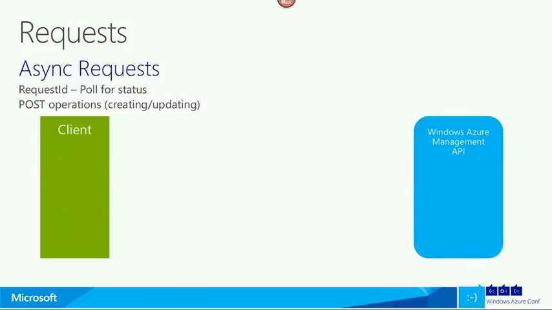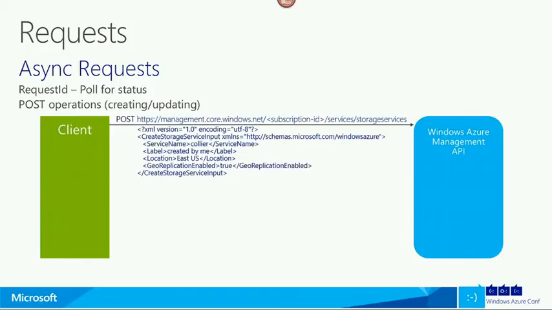Like I said, asynchronous requests are generally for any sort of create or update operations against the API: creating new cloud services, creating a new deployment, that sort of stuff. So in this case, I'm going to issue a POST operation to the Management API, where I want to pass a payload over that's going to create a new storage account for me. So in this case, we're going to create a new storage account.